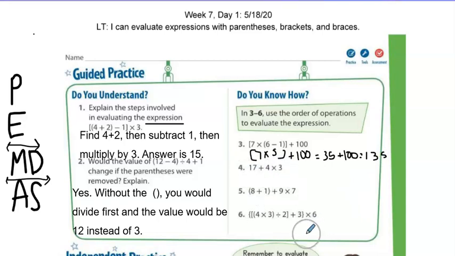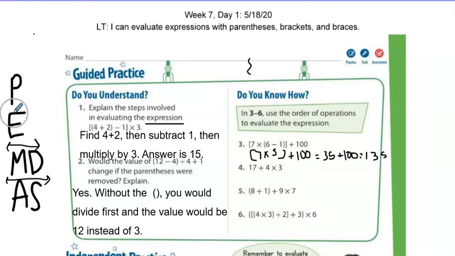Next one, we have no parentheses, brackets, or braces. Remember, braces are those little squiggly lines. They look like this one on number 6. So we don't have any parentheses, brackets, or braces, so we have to look at our order of operations first to decide what we need to do first.